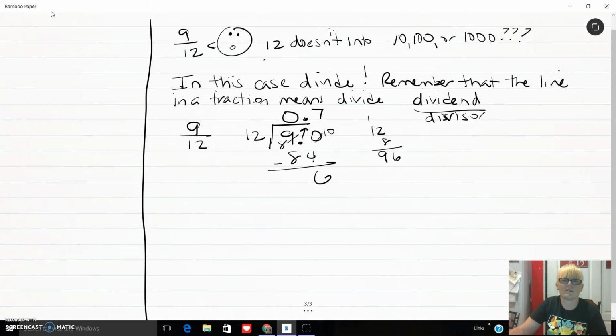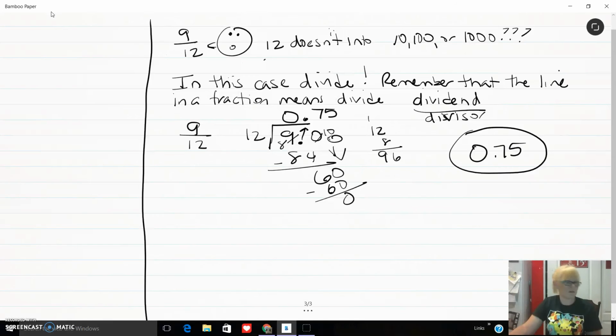Okay, 90 minus 84 is 6. And then I'm going to add another 0 because it still doesn't change the number. I still got 9. 12 goes into 60 5 times. 12 times 5 is 60. 60 minus 60 is 0. So my answer then is 0.75. Not too hard, huh? All right, let's do some examples.